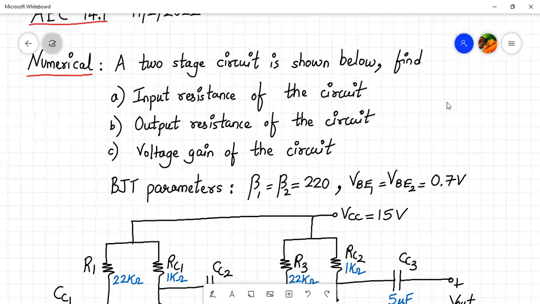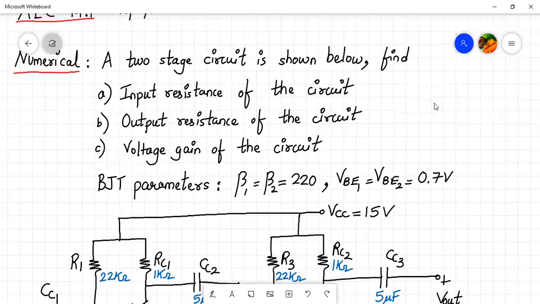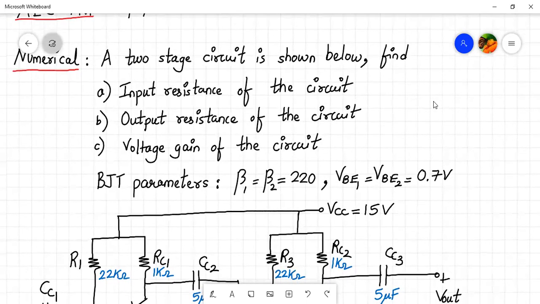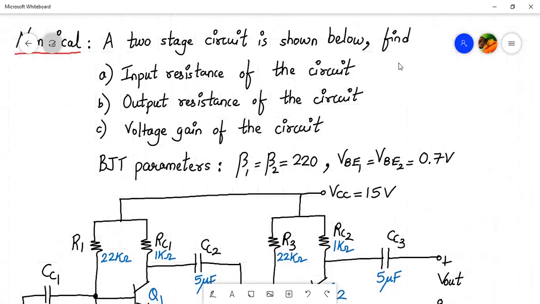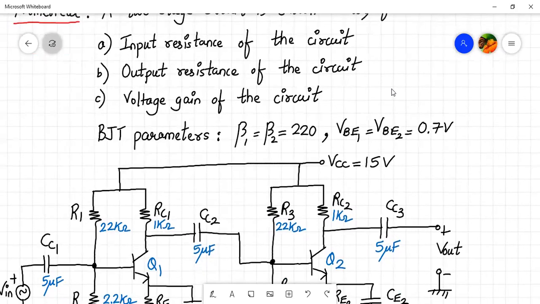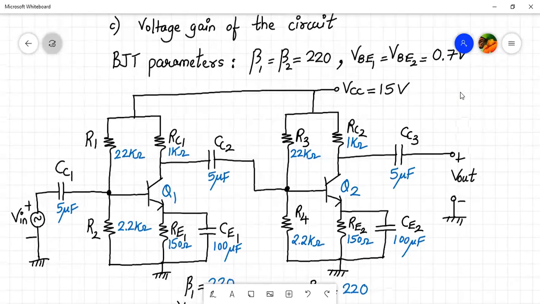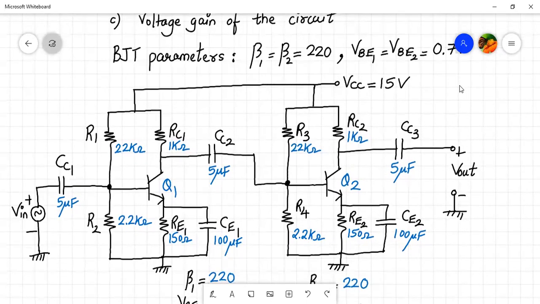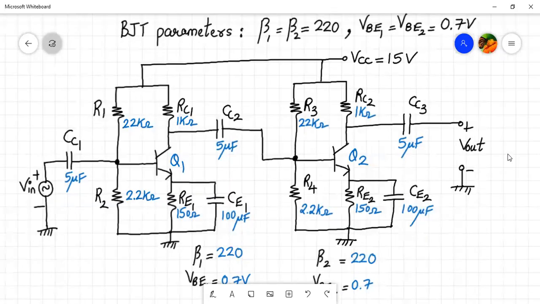So today we are going to solve a numerical on a cascade amplifier. So let's begin. The numerical reads that a two-stage circuit is shown below. Find the input resistance of the circuit, output resistance of the circuit, and voltage gain of the circuit. The BJT parameters given are beta 1, beta 2 is 220, VB1 and VB2 is 0.7, and this is the circuit given to us.